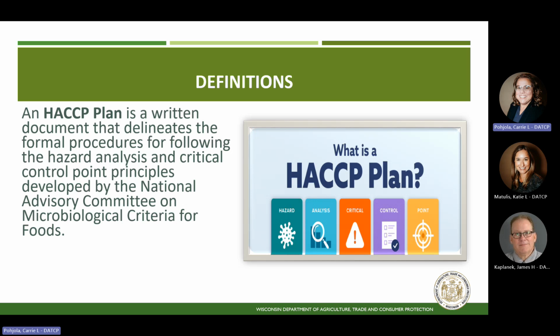So the first definition is HACCP plan. So what is a HACCP plan? A HACCP plan means a written document that delineates the formal procedures for following the hazard analysis and critical control point principles developed by the National Advisory Committee on Biological Criteria for Foods.